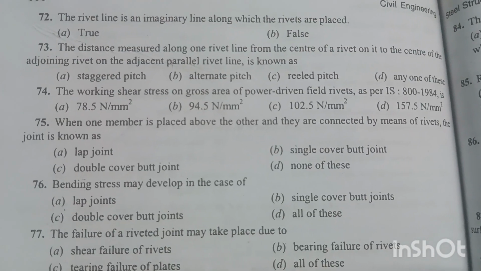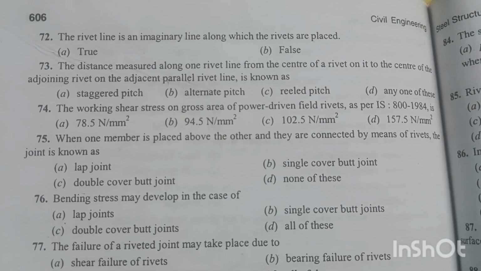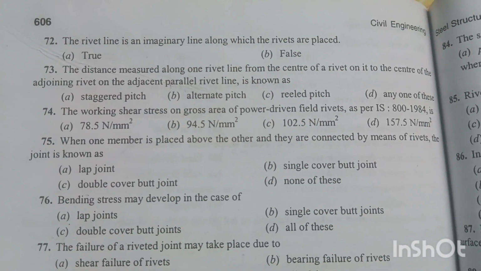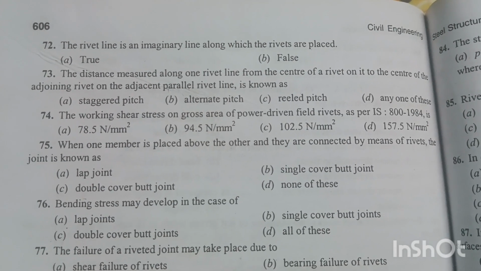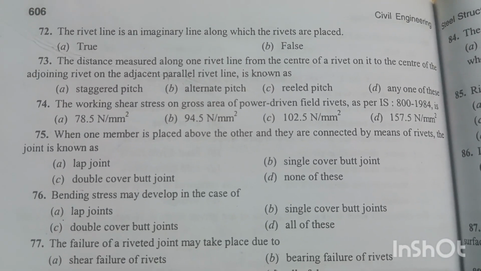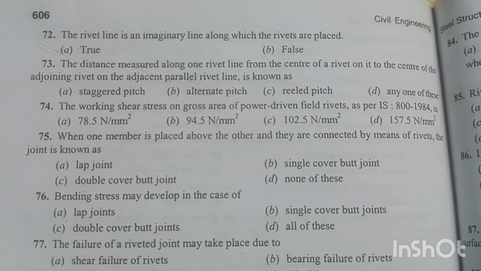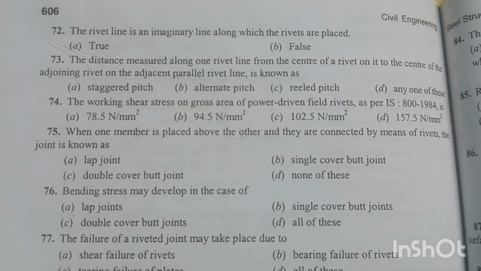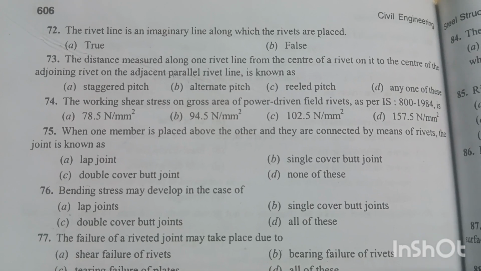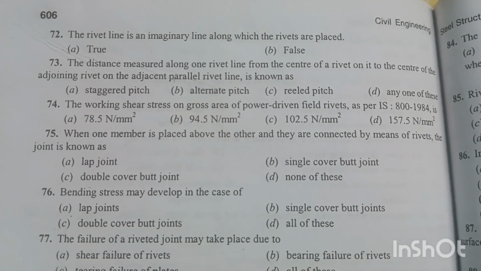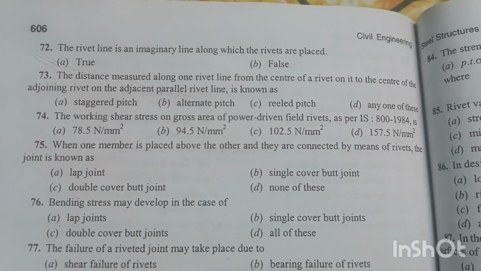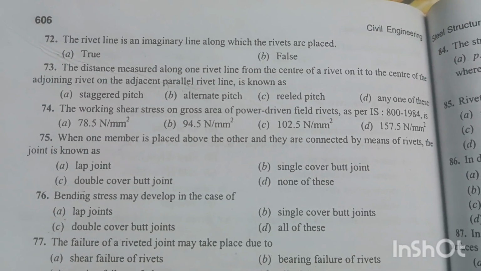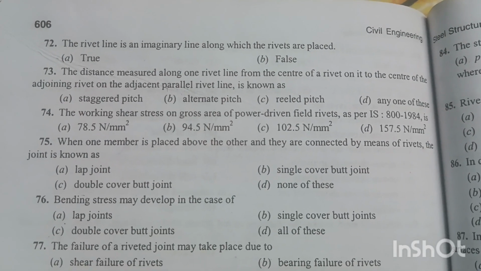Question number 74. The working shear stress on gross area of power driven field rivets as per IS 800 1984 is 94.5 Newton per millimeter square. Option B is the right answer. Question number 75. When one member is placed above the other and they are connected by means of rivets, the joint is known as a lap joint. Option A is the right answer.